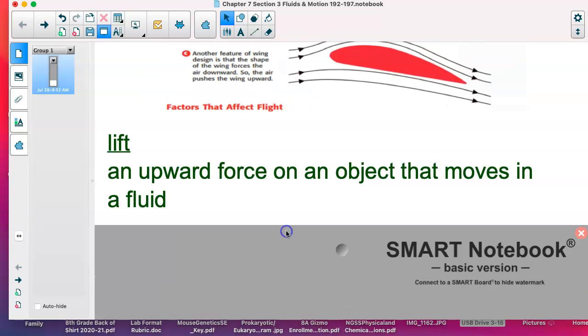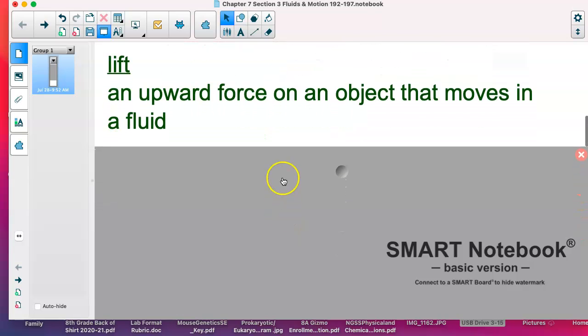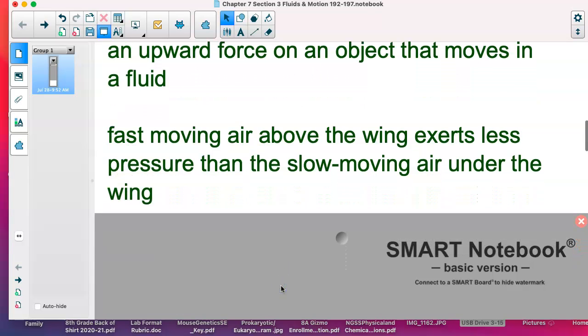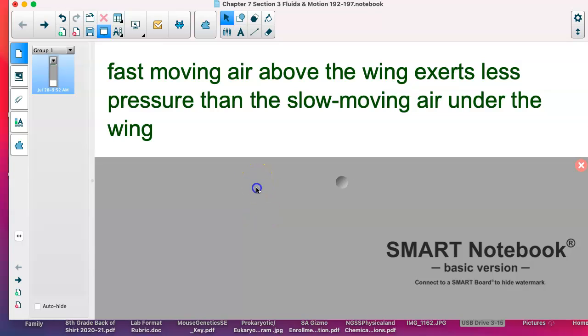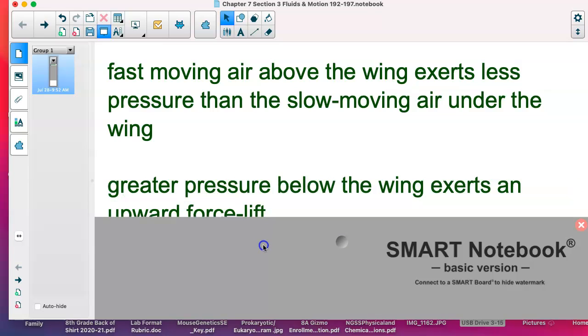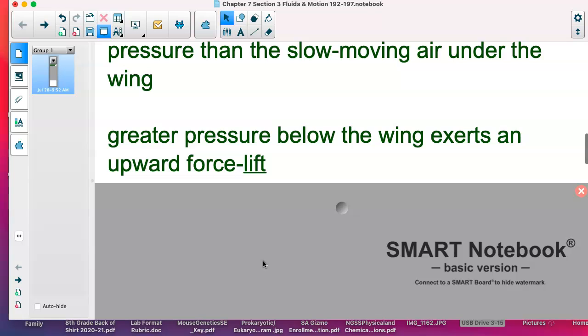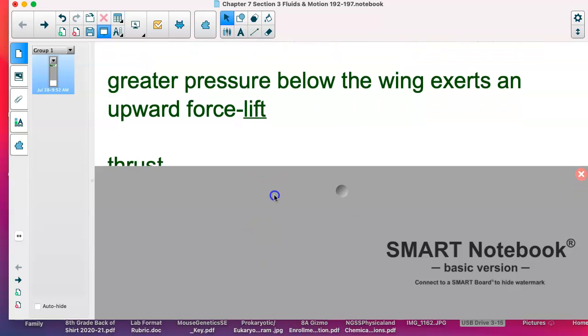We also have lift, right? That's the upward force on an object that moves. So it's some of the terminology that we need to address. The air above the wing ends up moving faster, so it creates less pressure. The air below is moving slower, and so there's more pressure, and remember, high to low. So the greater pressure below the wing exerts that upward force. So there you have how an airplane flies, kind of.